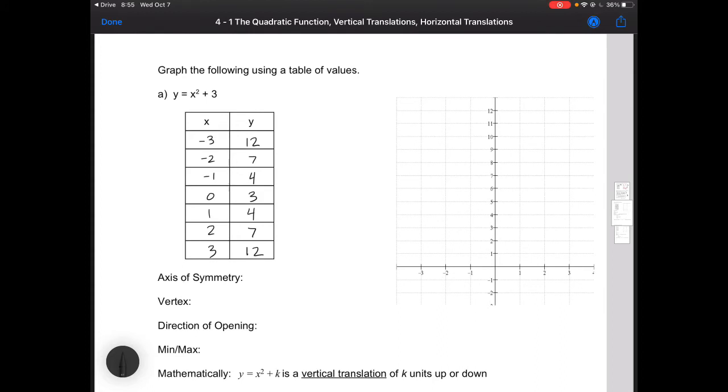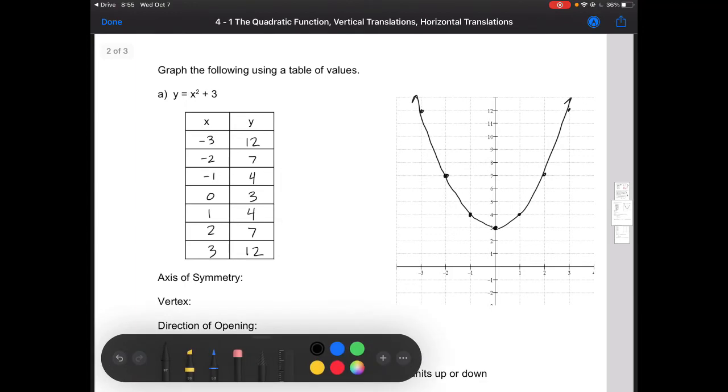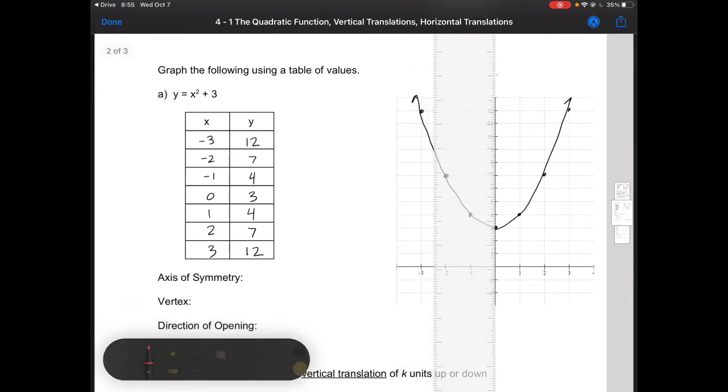So now I'm going to plot my points over here. So I've got 0, 3, minus 1, 4, minus 2, 7, minus 3, 12, and then the same on the other side. So I've got the same parabola I had at the beginning, just shifted up by 3. So my axis of symmetry is going to be the line that goes right through the center of the parabola.